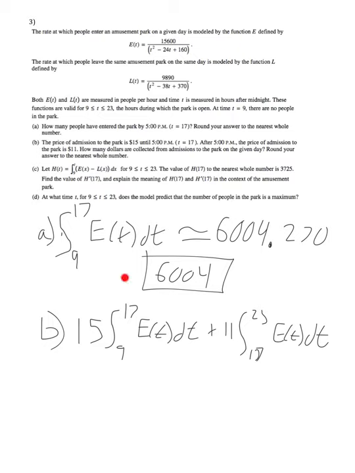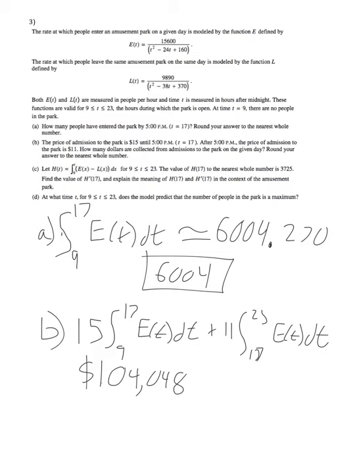You could say it would make sense to do 15 times the 6,004 rather than 15 times the 6,004.270, but I'm just not going to round until the very end. That feels like the slightly more accurate way to do this. If I do that, I'm going to get $104,048, rounded to the nearest dollar amount. So that's part A and B.